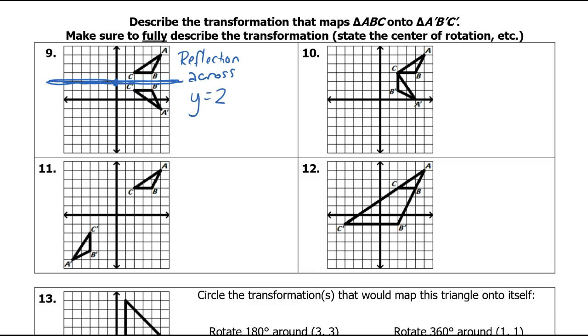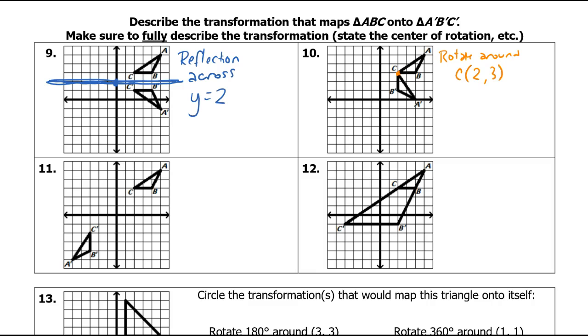For number 10, there's not a whole lot of symmetry here, really, so I don't see any way I could fold to get those two to match up, but I do see a rotation. I notice that point C hasn't gone anywhere to become C prime, so we must have rotated around that point, which you can just call C, or you can call it by its coordinates, (2, 3).